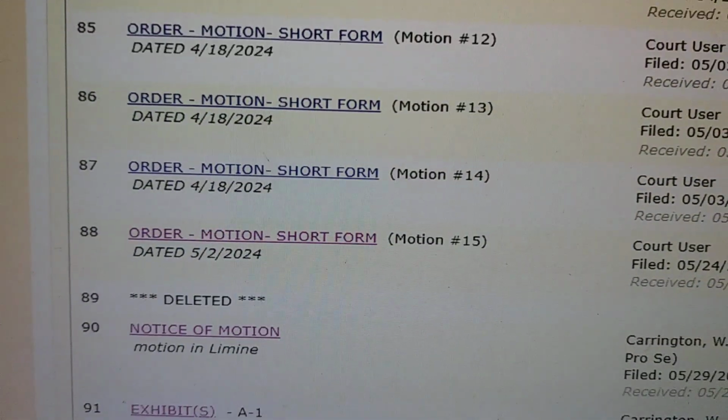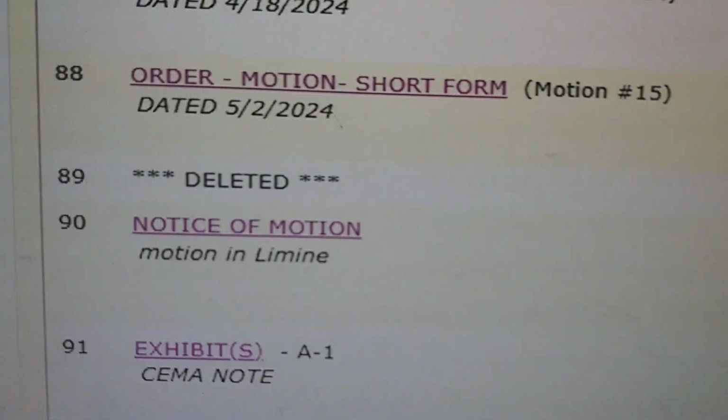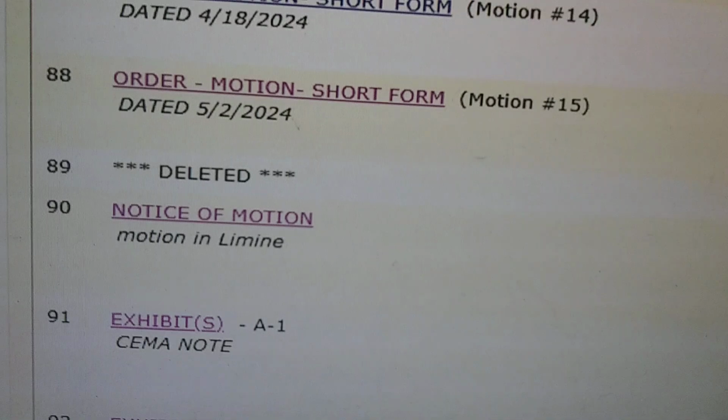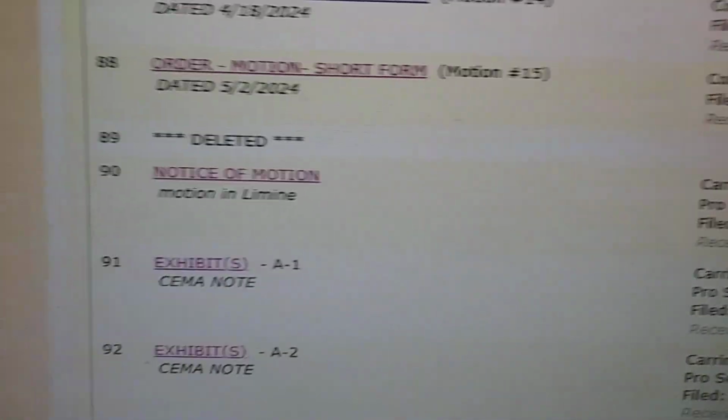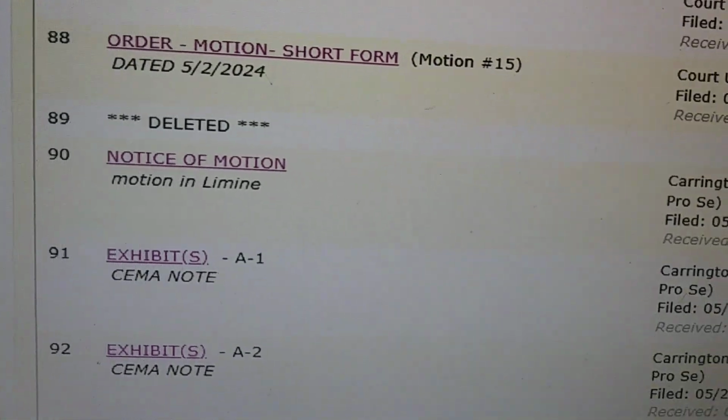And the motion we're going to talk about today is a motion in limine, or however you say it. Basically, it's a motion that he filed. It's document number 90, Notice of Motion in Limine. And you can see that there's all these exhibits that go with it.